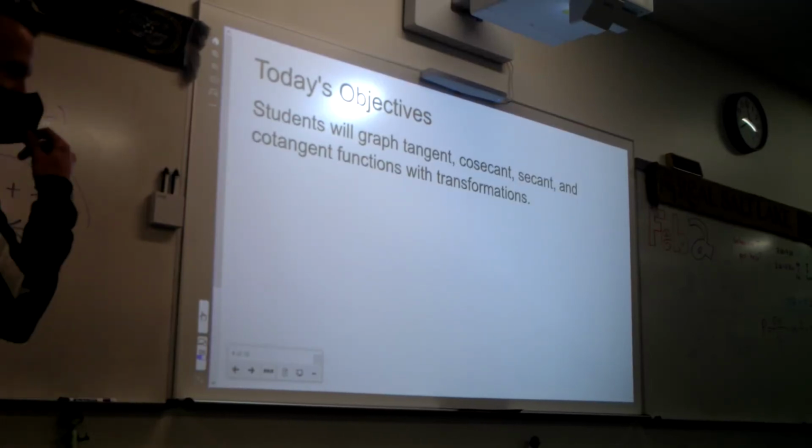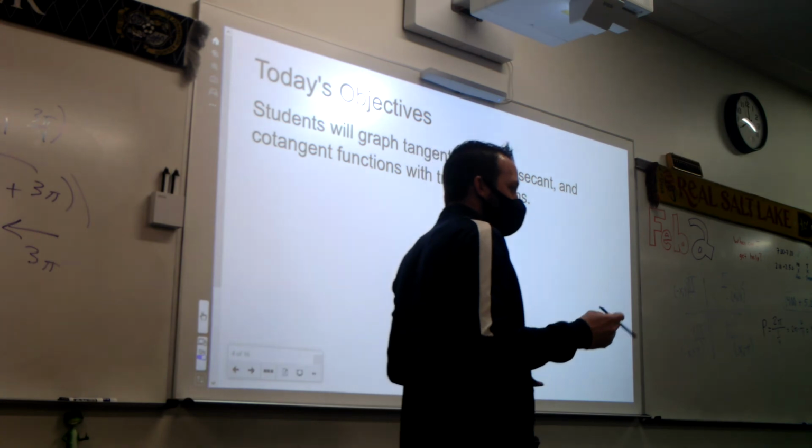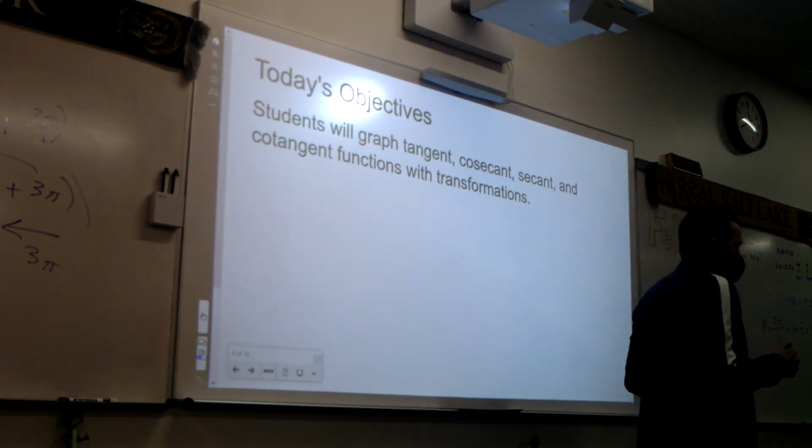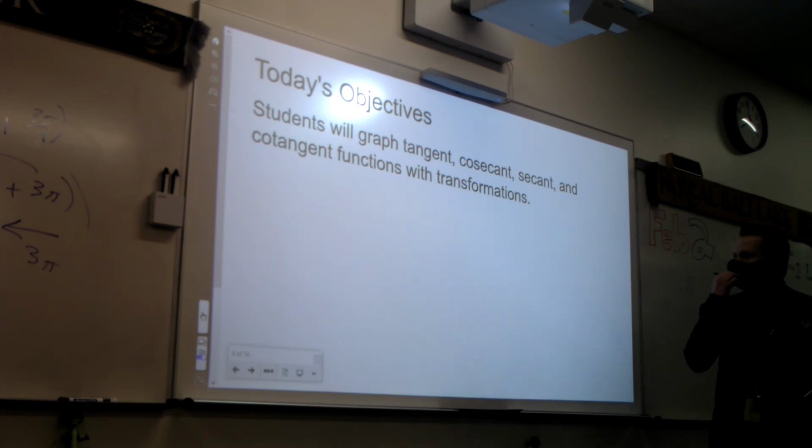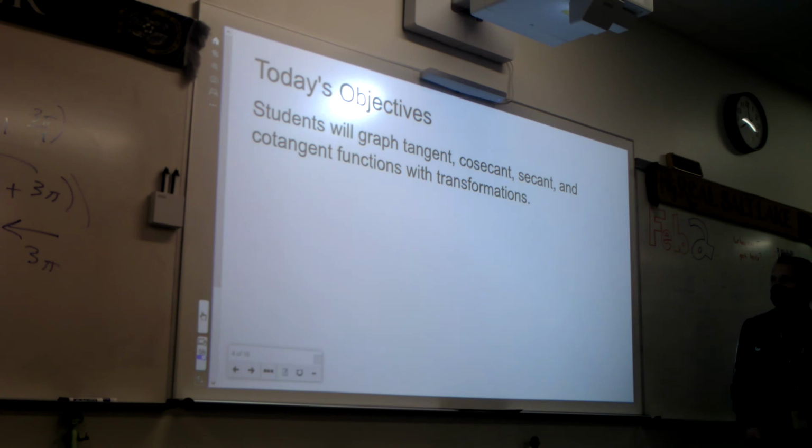Alright guys, let's go ahead and get started. So the last few classes we've been graphing sine and cosine. After last class a student came up and said, I feel bad, why aren't we graphing the other ones? And I said, that's a good idea, let's do it. So we're going to graph tangent, cosecant, secant, and cotangent.